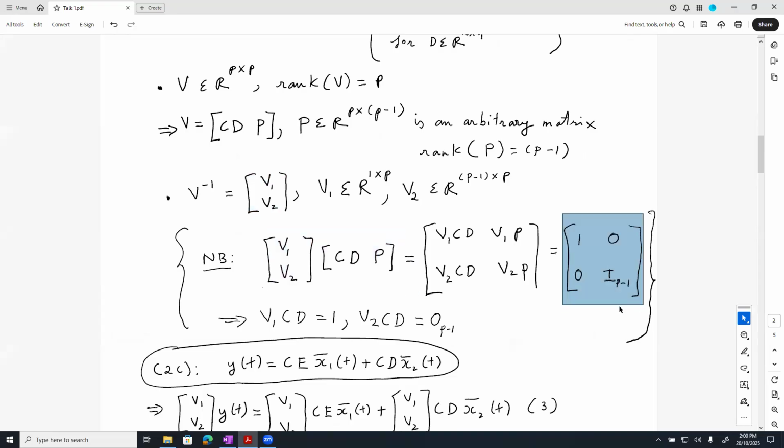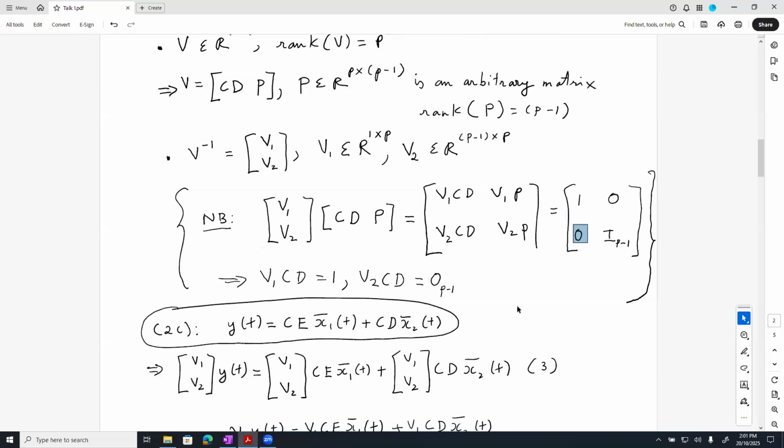Now, by multiplying V1, V2 with CD and P, we obtain those submatrices there. So we can see that V1 CD is 1. So we got that expression there. And similarly, when we look at V2 CD, it should be 0, of dimension P minus 1. All right. So bear in mind that that's exactly what is happening.